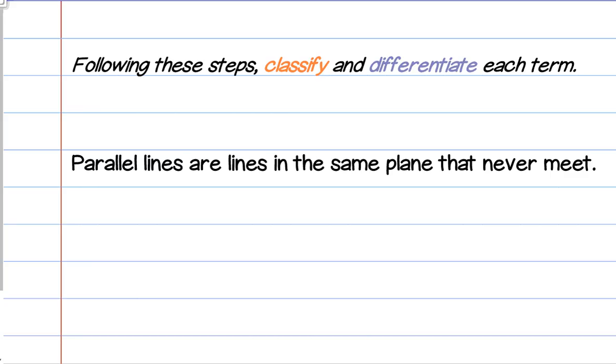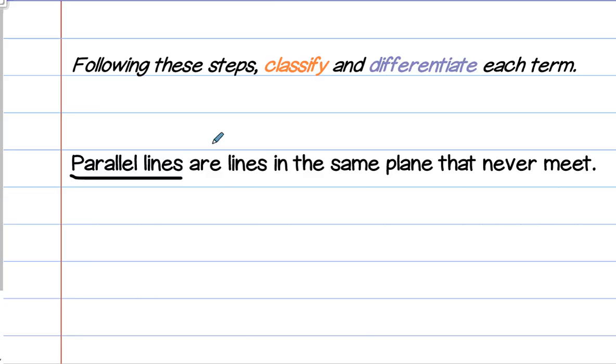So it says, following these steps, classify and differentiate each term. So I have an example of a definition here, and we're going to determine whether or not this is a good enough definition. So we're talking about parallel lines are lines in the same plane that never meet. Okay, so first we want to figure out what exactly am I defining? What am I classifying? Well, I'm determining what parallel lines are.